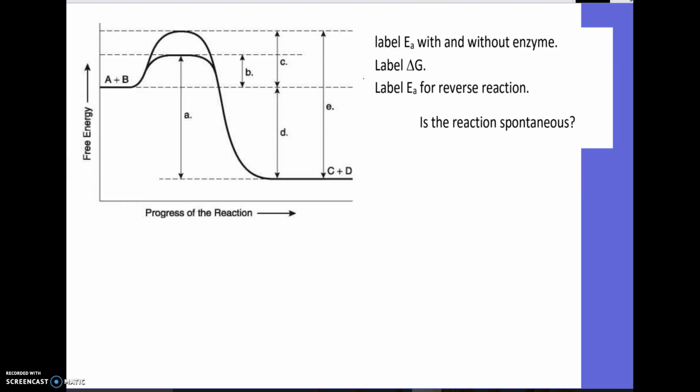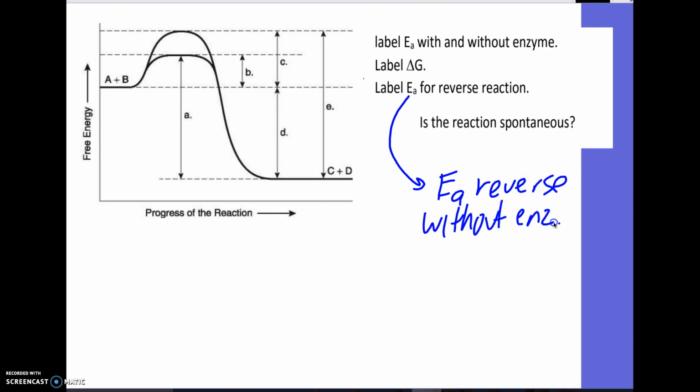I was not specific here. If I was going to ask this on a test, I would have to say with the enzyme or without the enzyme, because they're actually two different numbers. So activation energy, if I was going to go backwards, let's just say without the enzyme. What would be the letter for that? That would be E, because I would have to start here, imagine I'm going the other way, and push it all the way to the top of this hill. So E would be without the enzyme.